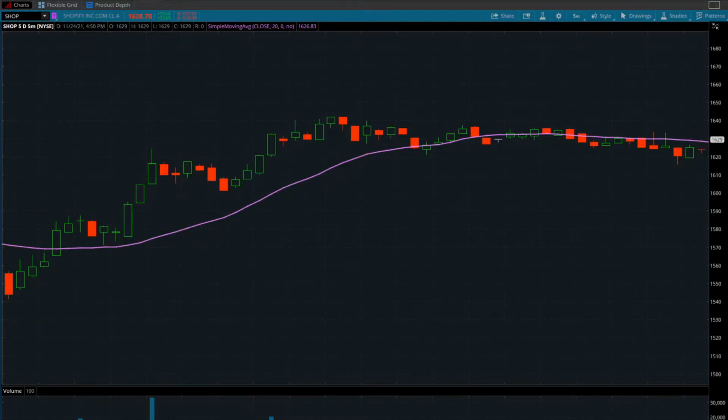I do want to do a little bit of a lesson, a little bit of a trade recap on Shopify. I do want to show you guys a very simple strategy that you can use for day trading, that you can use for scalping. It's going to require two things: the simple 20 period moving average and the 5-minute time frame. I'm going to show you how extremely easy it is.